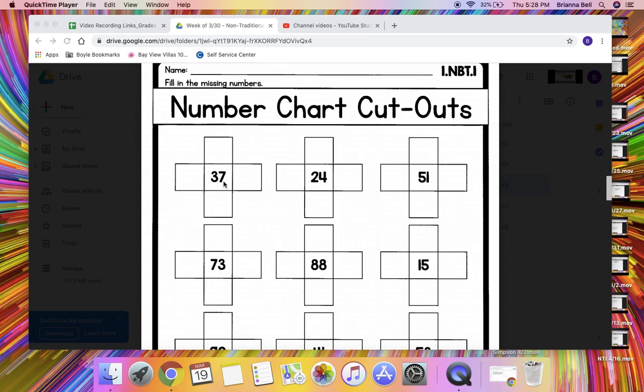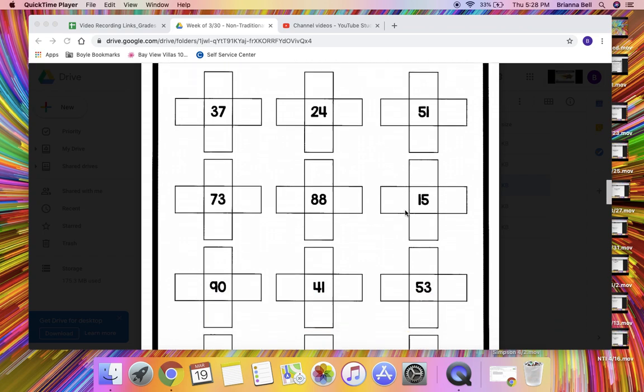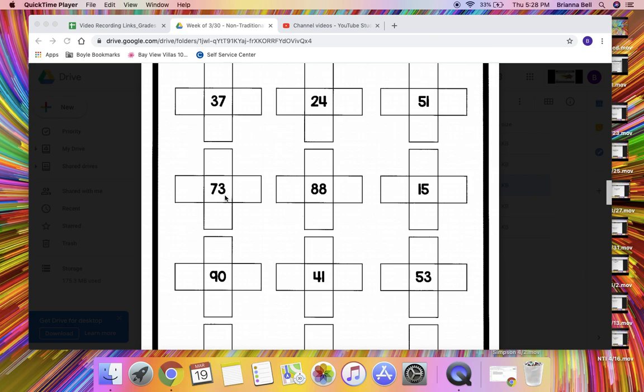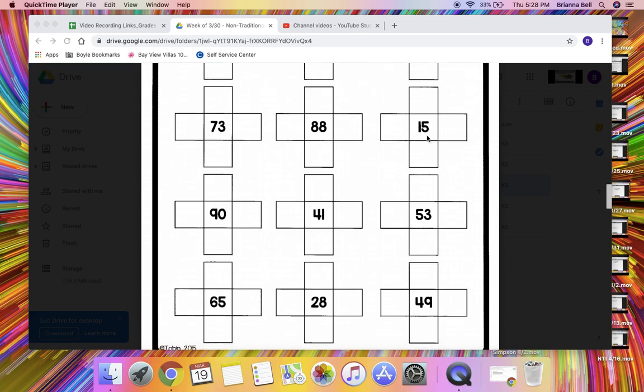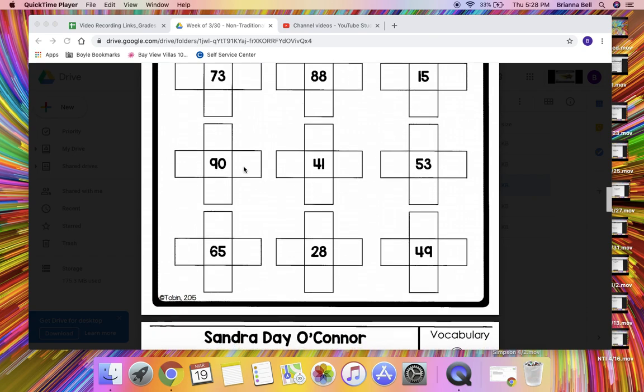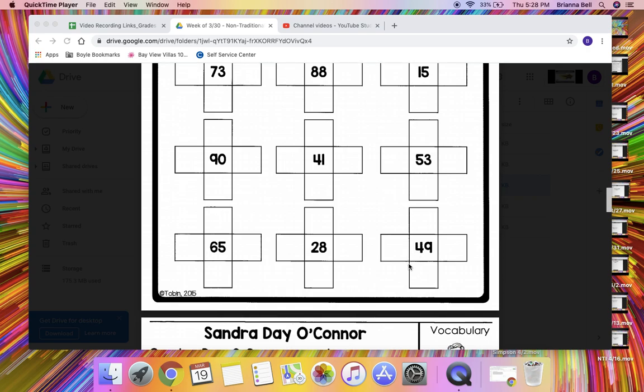Your first number is 37, then 24, 51, 73, 88, 15, 90, 41, 53, 65, 28, and 49.